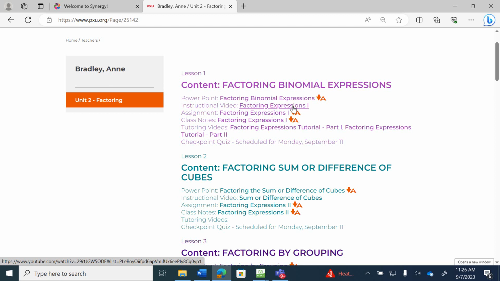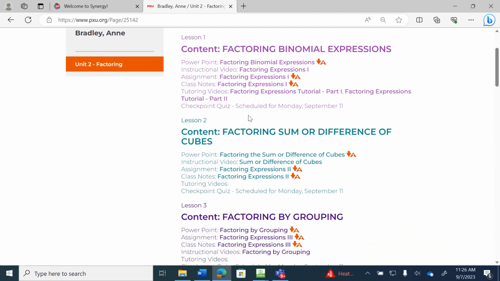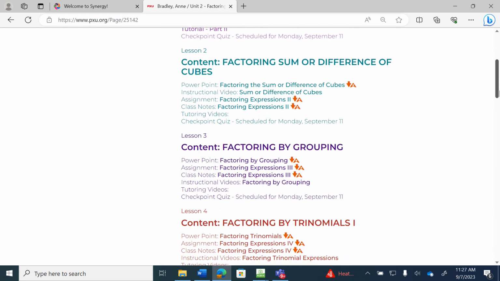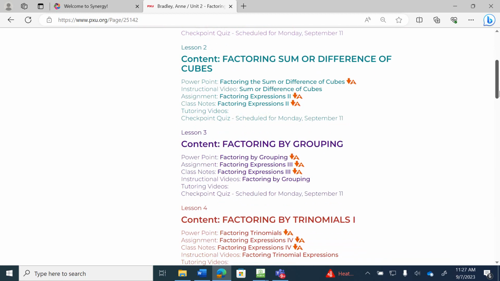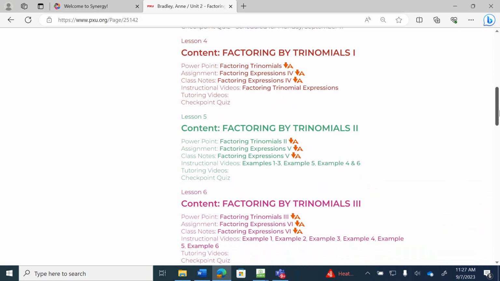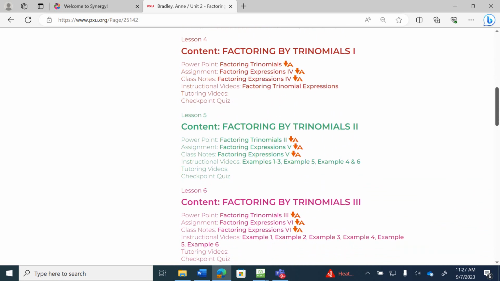Students are also able to see the dates for upcoming quizzes. So next Monday, students will have a scheduled quiz over lessons 1, lessons 2, and lessons 3. If your child is sick, they're also able to obtain information about what they missed in class by going to the site.